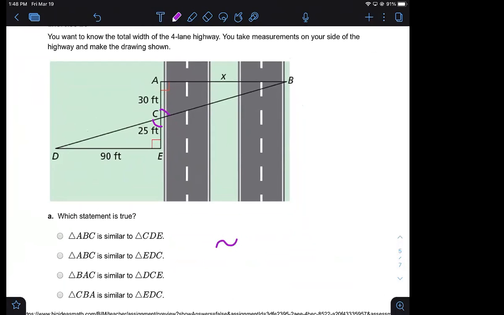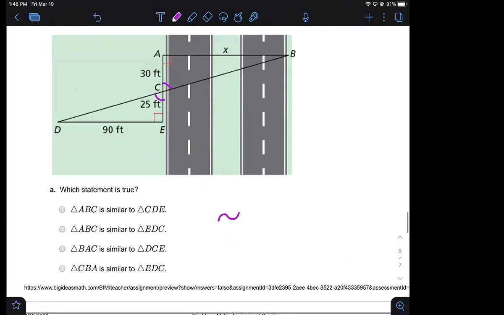Now, I know for certain that E and A match up. I also know for certain that ECD and ACB match up. So C is going to match with C, right? That's the same vertex. And I know B has to match with D. So which of those following statements has what I'm looking for?